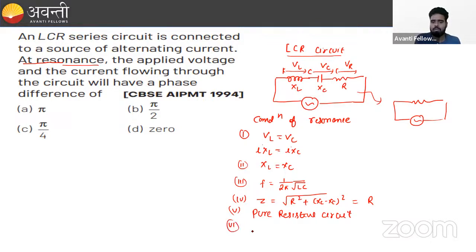What is the other information? If we talk about the power factor, what is the power factor? We know that the power factor is written as cos phi, right? And cos phi is written as R by Z. So R and Z are equal to each other, so the power factor will become equal to 1. In this case, the value of the power factor is equal to 1.